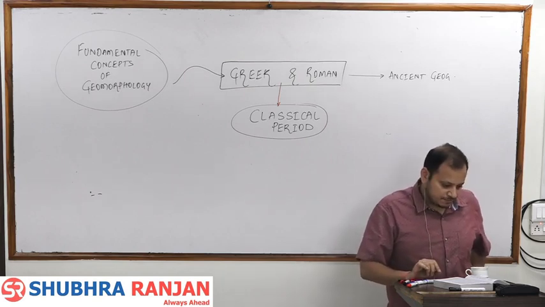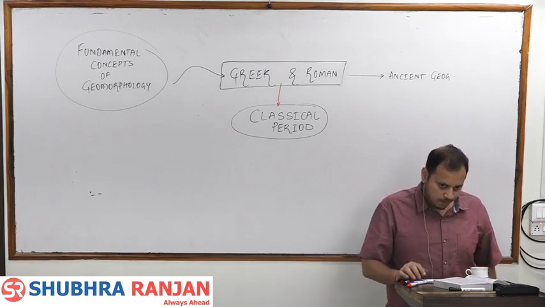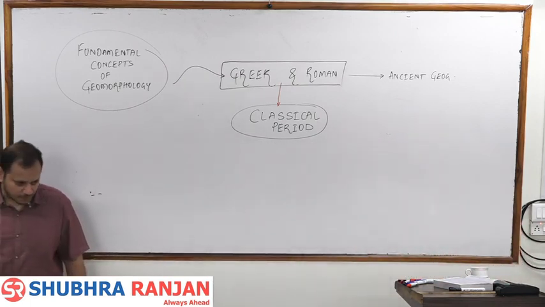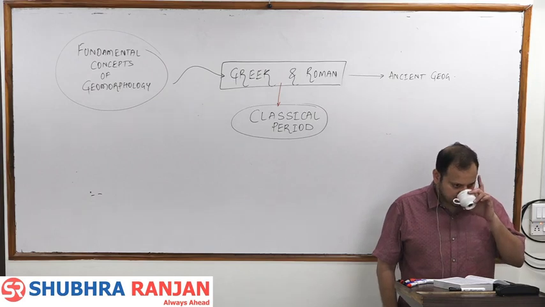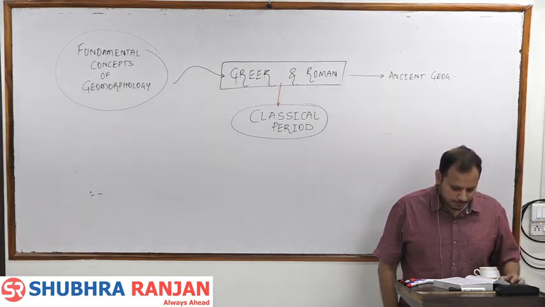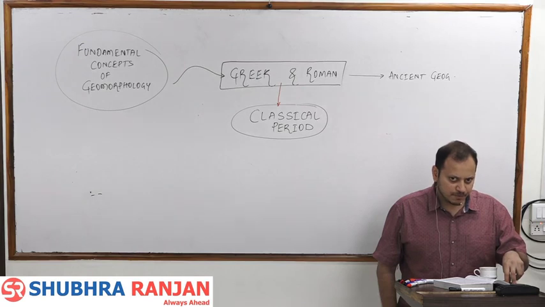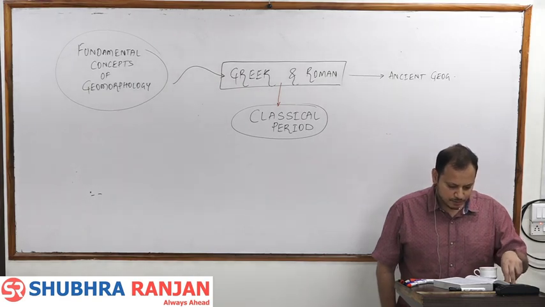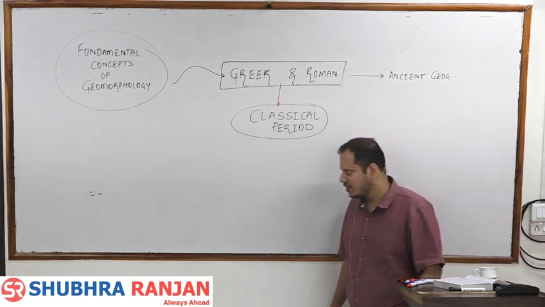The development of geography occurred in the classical period. In the classical period, there was the birth of new modern geomorphic ideas. न्यू मॉडर्न जियोमॉर्फिक आइडियाज.